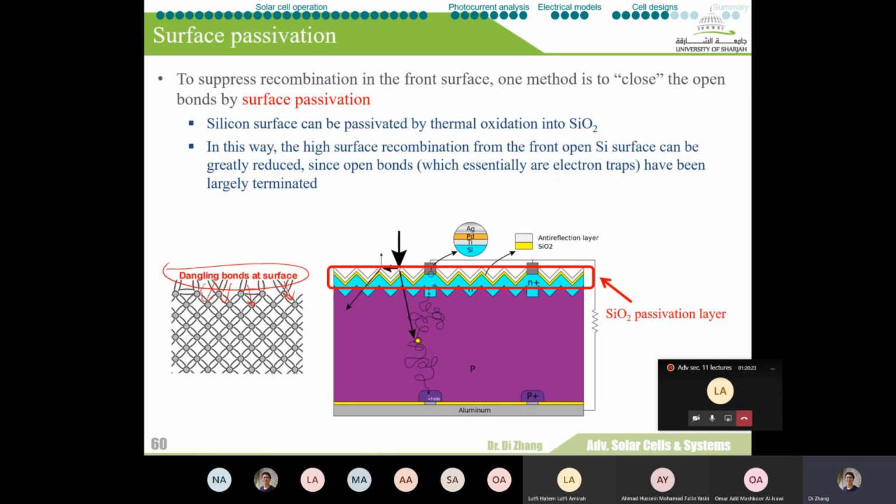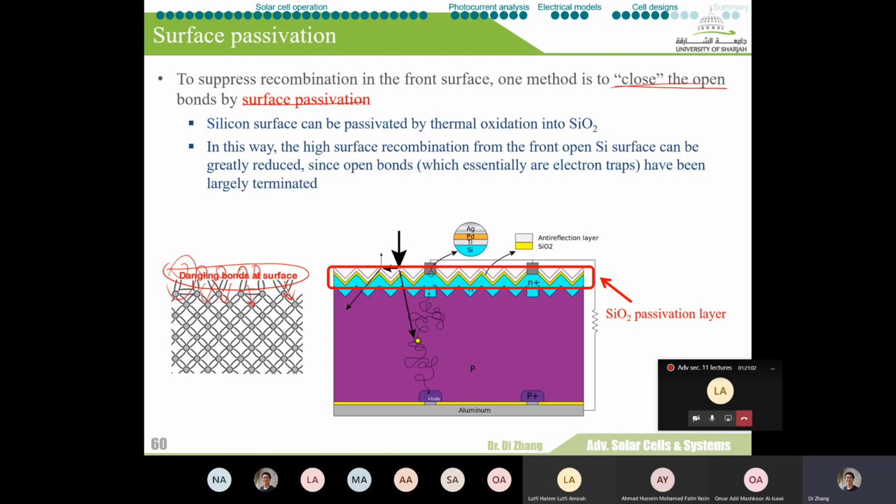So what can we do to reduce these kinds of surface recombination losses? One of the options we mentioned before is to close the open bonds, and this procedure is called a surface passivation process. A very typical closing method for silicon, considering that you can oxidize the silicon very easily, is to heat up the silicon in air. The oxygen will come to the open bonds, and then they will be bonding with the open bonds here.